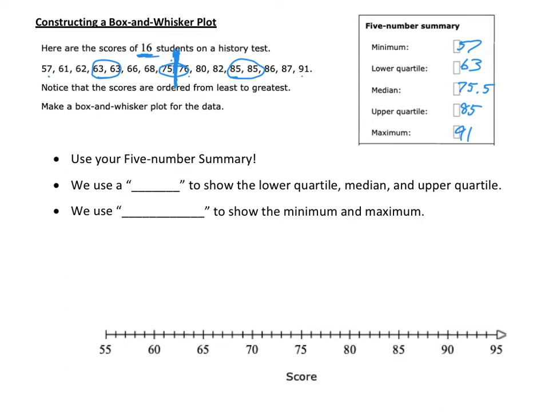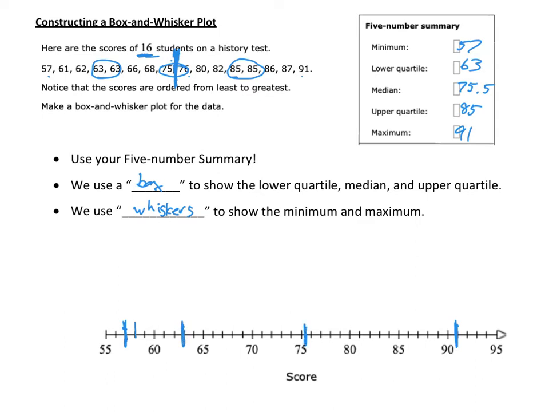Okay, we don't have to find the interquartile range yet. So now we're going to use a box to show the lower quartile, median, and upper quartile, and we're going to use whiskers to show the minimum and maximum. All right, so let me show you what I mean. I'm going to go ahead and mark all my points on the line plot here. So we have it right on 57, upper at 91. I could just go ahead and put a line on all these. It'd probably be the easiest thing to do.